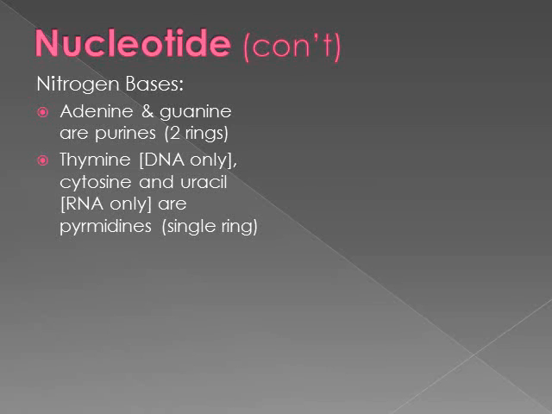We also have another group of nitrogen bases called the pyrimidines. And the pyrimidines have a single ring structure. And there are 3 of those: thymine, cytosine, and uracil. So T, C, and U. Thymine we only find in DNA. And uracil we only find in RNA, but cytosine we find in both.